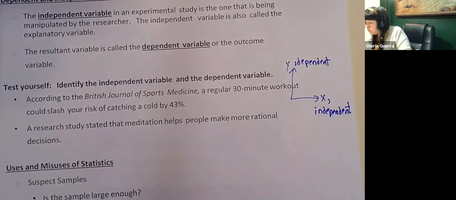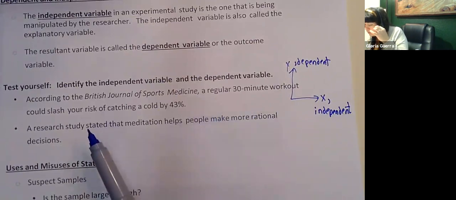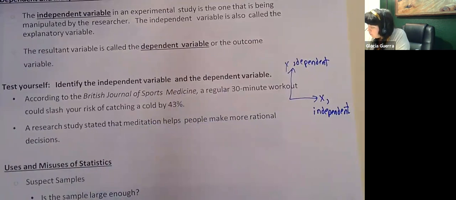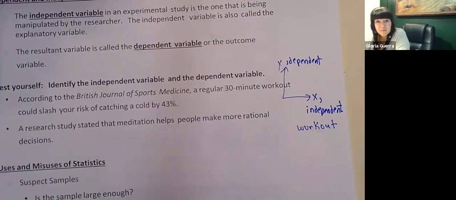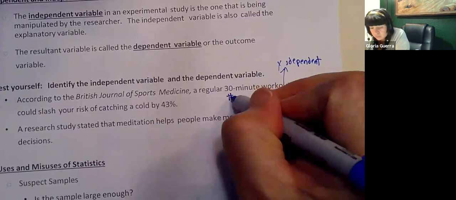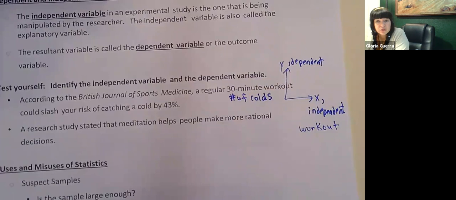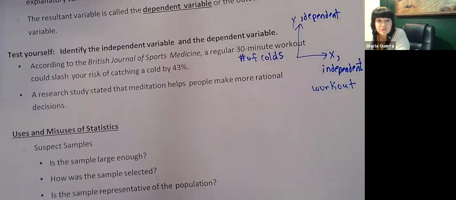So we've got this journal here, and they're saying that a regular 30-minute workout could slash your risk of catching a cold. Okay, so the independent variable is the workout, and it looks like they're looking at a time of 30 minutes. So if they do a 30-minute workout, does that impact the number of colds a person receives? We don't have any more information than that, but that's just an idea of which is the independent variable and which is the dependent variable.